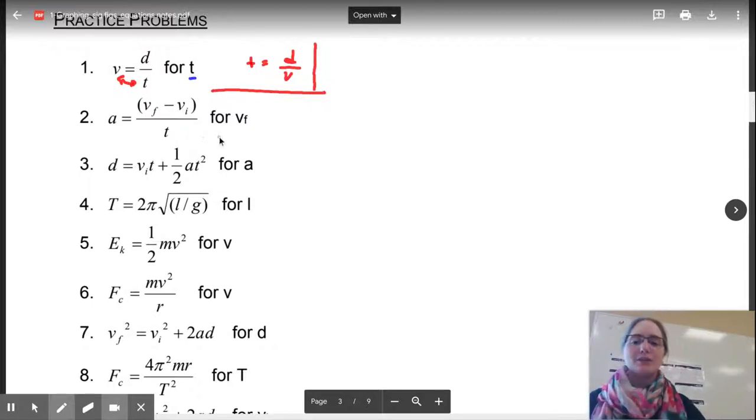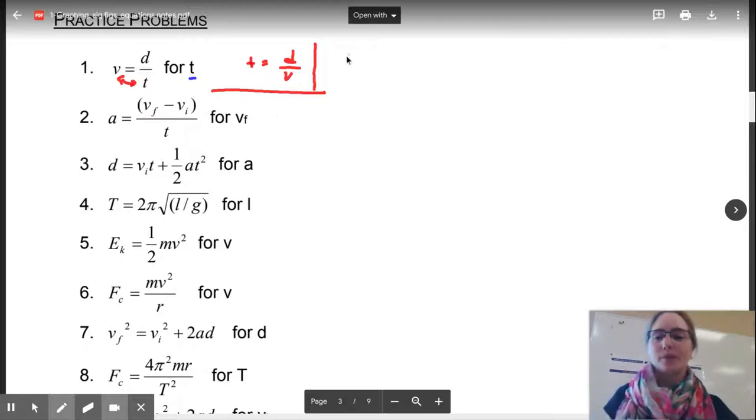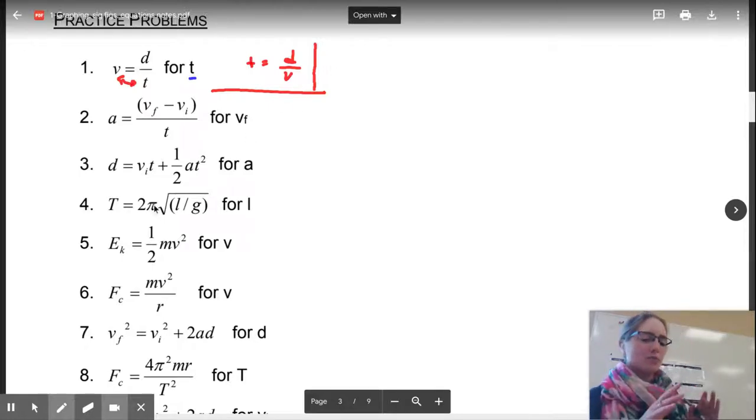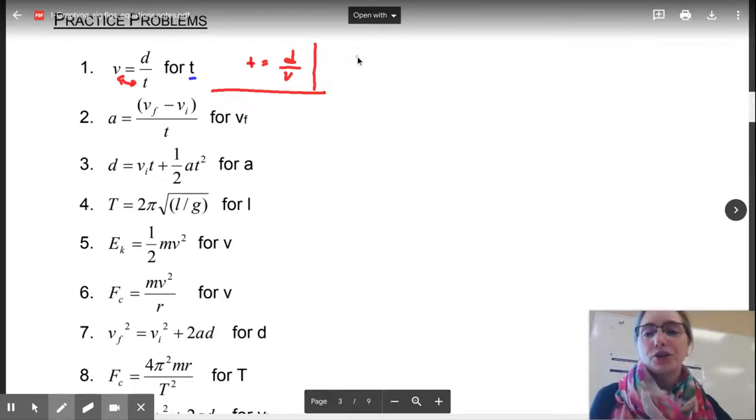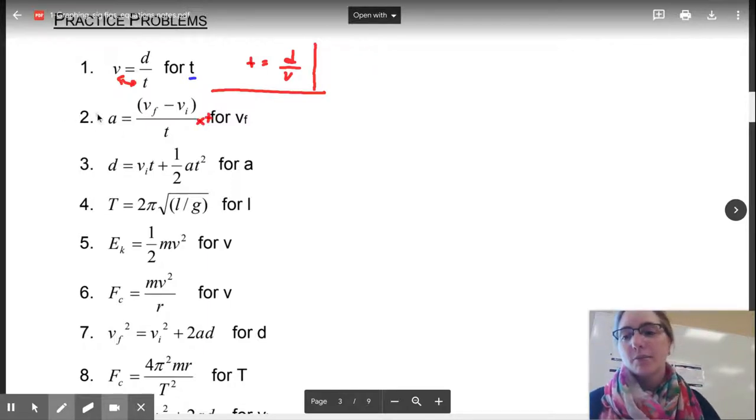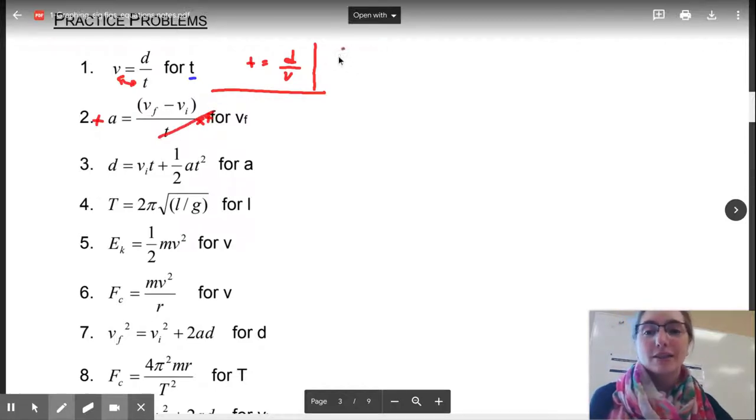Question number 2 is this guy. We're going to be solving for VF. Now this is a kind of tricky one, and there's a lot of issues with this one, so pay close attention. Now remember, we need to treat the top and the bottom as if they have brackets around them. Remember, we are doing reverse BEDMAS. So what you're going to do is multiply both sides by t, okay? Because these are in brackets, they have to be last. So for 2, after I multiply both sides with t, I wind up with AT equals VF minus VI.